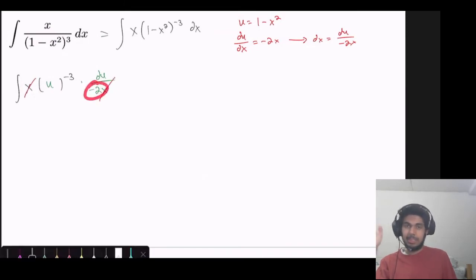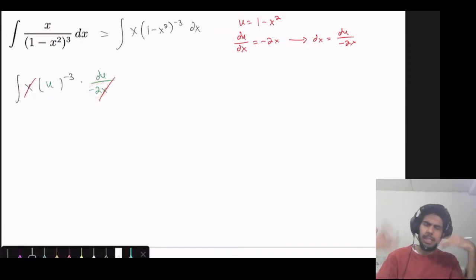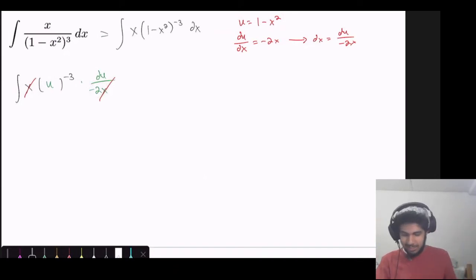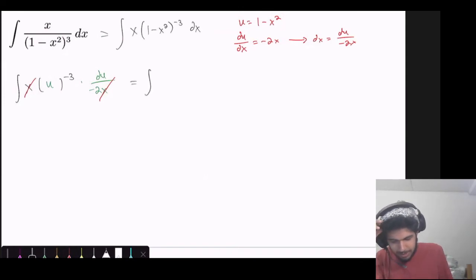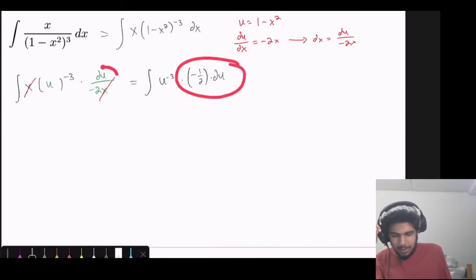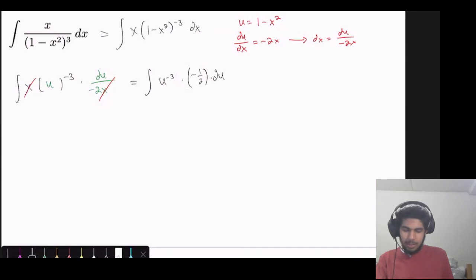Except now we're left over with this negative 2 term, but we shouldn't be worried about that. That's just a constant. We know how to handle constants. We just need to make sure to maintain that constant. So let's rewrite this: integral of u to the negative 1/3 times negative 1/2 du. That is the same thing, just bringing out that constant. And in fact, let's bring this constant outside of the integral, because we know we can do that. So that's equal to negative 1/2 integral u to the negative 1/3 du.